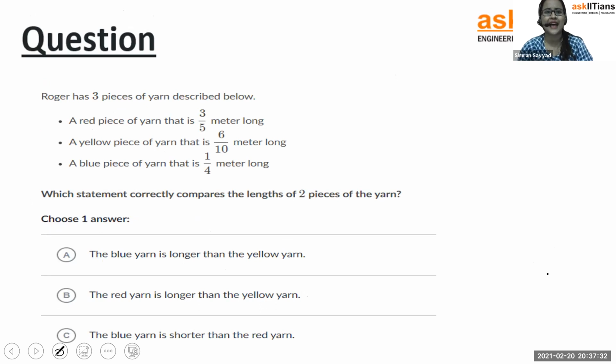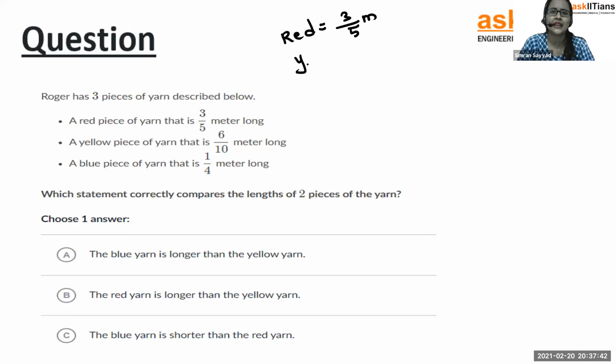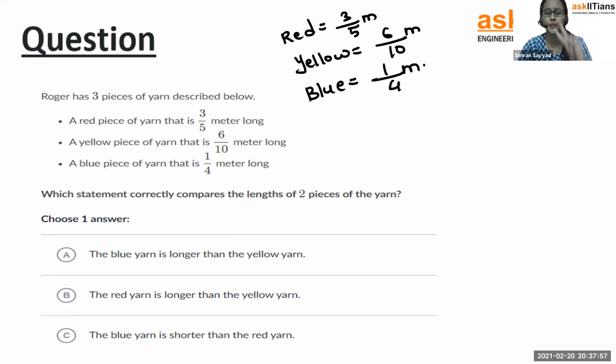It says Roger has 3 pieces of yarn described below. The red one, there is one red yarn which is 3 by 5 meters long. He has again a yellow yarn which is 6 by 10 meters long. And he has a blue yarn as well, which is 1 by 4 meters long. What statement correctly compares the length of 2 pieces of yarn? So they are saying you have to simply compare 2 pieces of yarn. So first of all, by looking at these fractions, can we compare them?